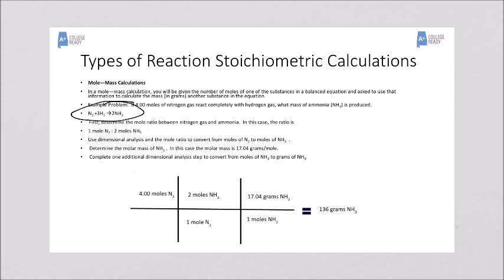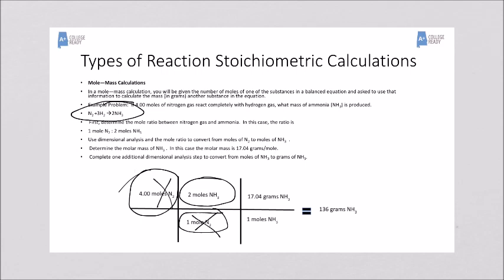The problem tells us if 4 moles of nitrogen gas react completely with hydrogen gas, what mass of ammonia is produced. All right, so we're trying to use the amount of nitrogen that we start with to calculate the mass of ammonia produced. So we take our given, 4 moles of nitrogen, write it down on the far left of our chart. We get a mole ratio between nitrogen gas and ammonia, which is going to be 1 mole of nitrogen for every 2 moles of ammonia produced. The nitrogen portion of that conversion factor has to go on the bottom so that moles of nitrogen cancel out.